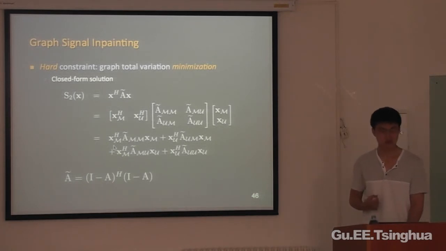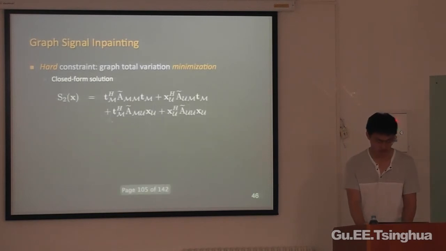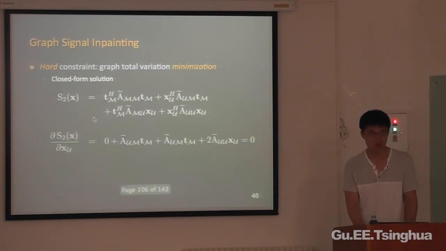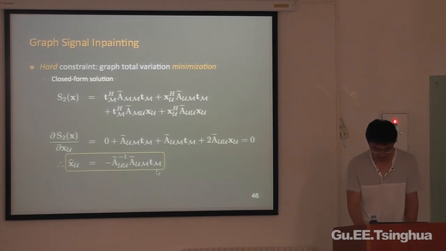And we know that by the constraint Tm equals Xm. So you replace it here with the known value, and you take the gradient for Xu, the unknown part. You set the derivative to 0, and you get a closed solution. Its sum operator works on the Tm. It's a linear operator.